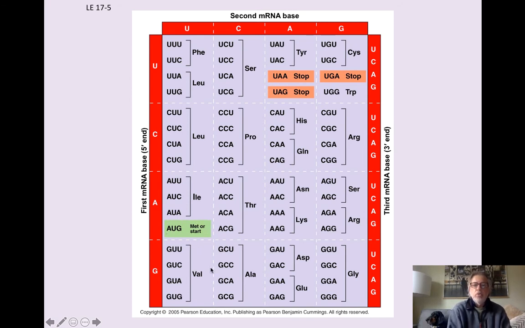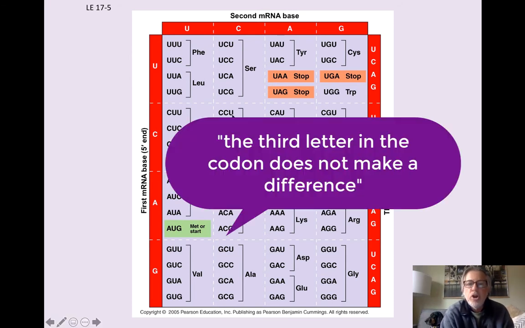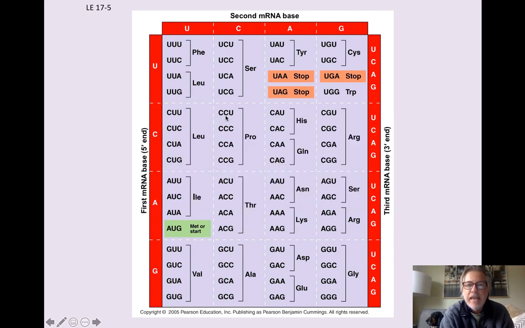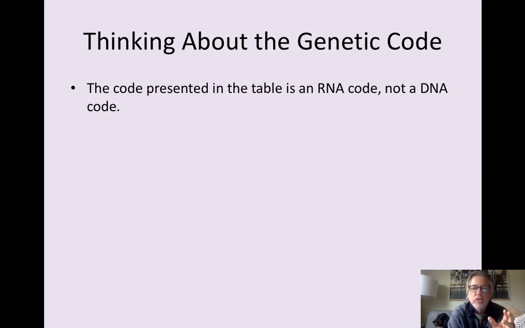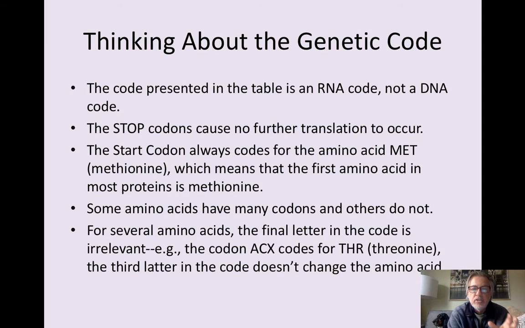And finally, you will also notice that for many of the amino acids, the third codon does not make a difference. If the first 2 are CC, it doesn't matter what the third one is. A proline is going to be put there. If the first 2 are AC, it doesn't matter what the third one is. A threonine is going to be put there. If the first 2 are GC, an alanine is going to be put there. So those are the important things for you to know after looking at this table. And that information is all contained on this slide.